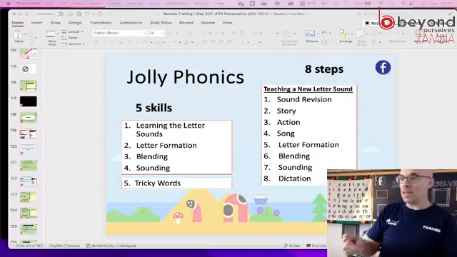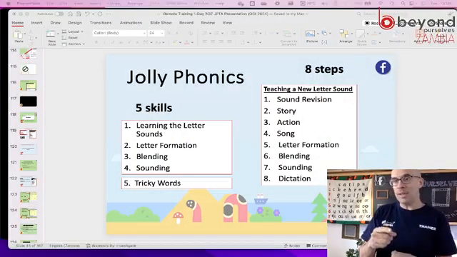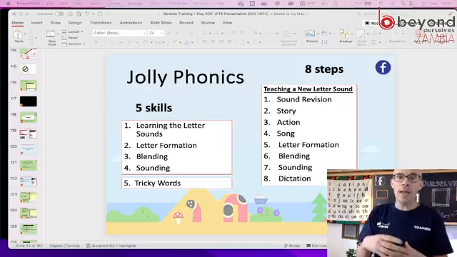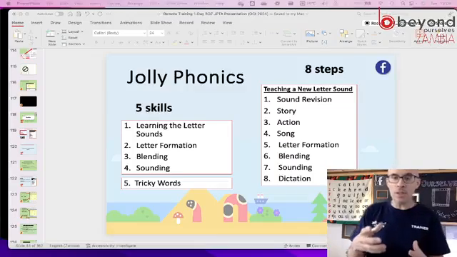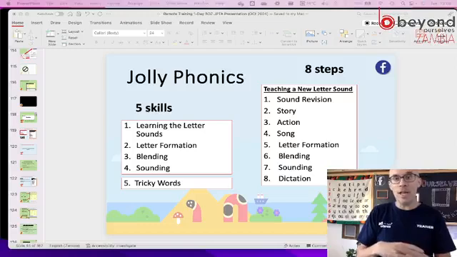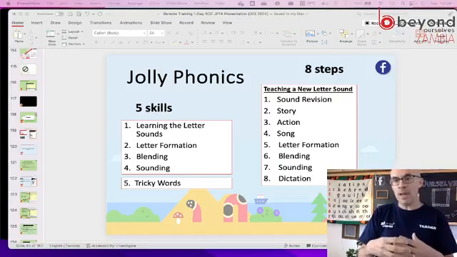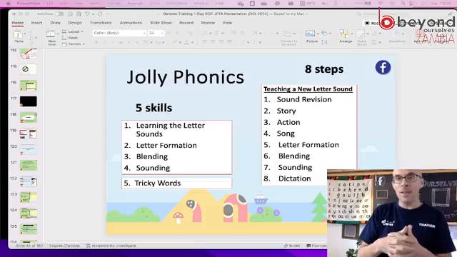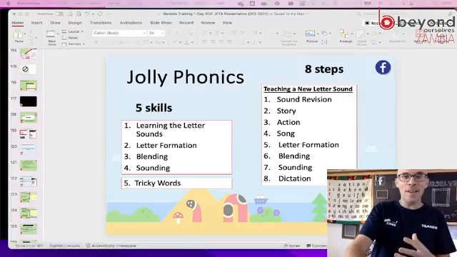We hope you're excited for this. We're glad that you could join us today. We hope that you're going to join us again tomorrow. Tomorrow at 20 hours, we're going to also be looking at the next steps. So we're going to be looking again at blending and sounding and tricky words. We're going to be looking at how to deliver those parts of a lesson, the theory behind that. And then on Thursday, you're going to see some more videos of how to deliver those parts of a lesson as well.